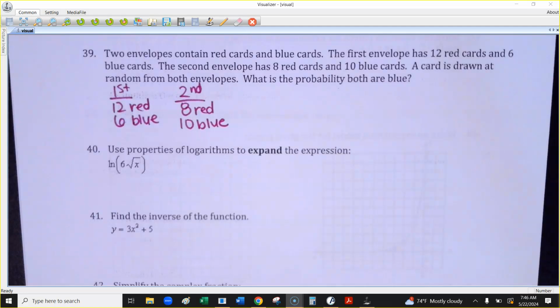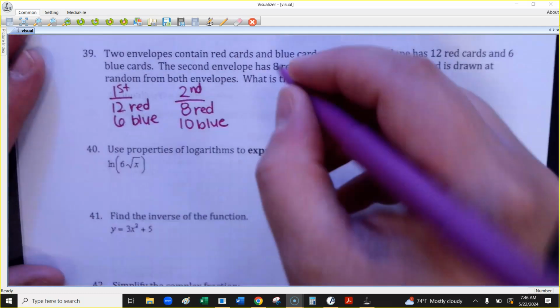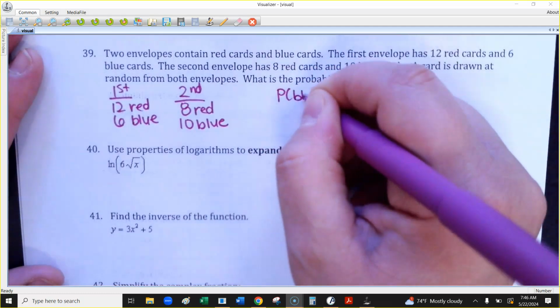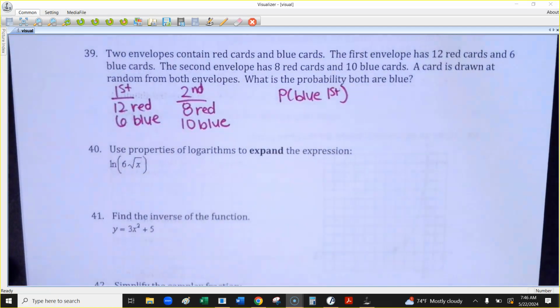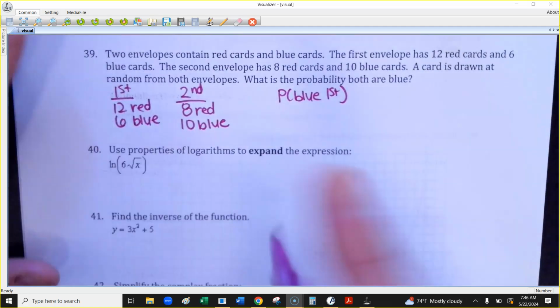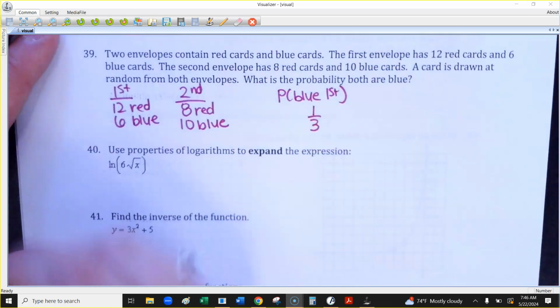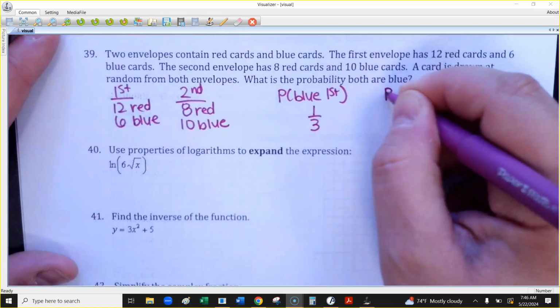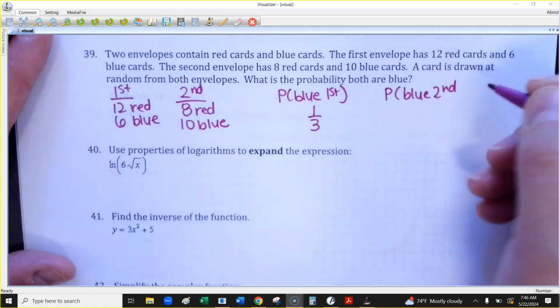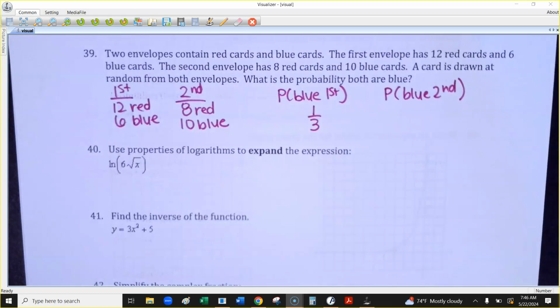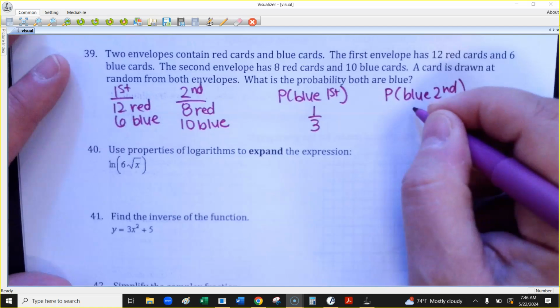So what's the probability I get a blue from the first envelope? Probability you grab a blue one out of the first envelope. And you don't have to reduce it. What do you think? 1/3. It'd be 6 out of 18, which is 1/3. All right, now, what is the probability out of the second one? I draw a blue. It'd be 10 out of 18, which reduces to 5/9.